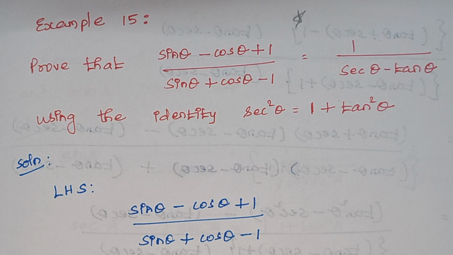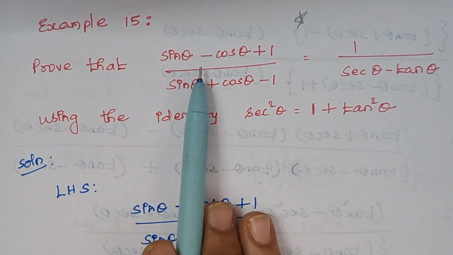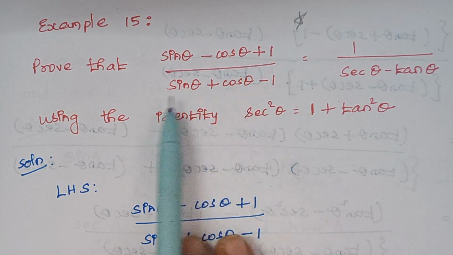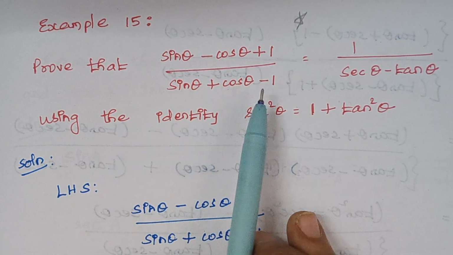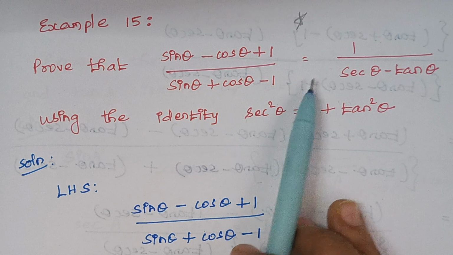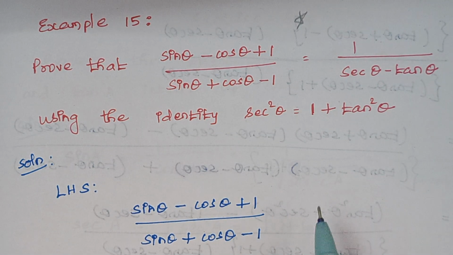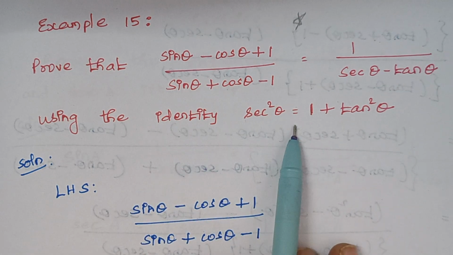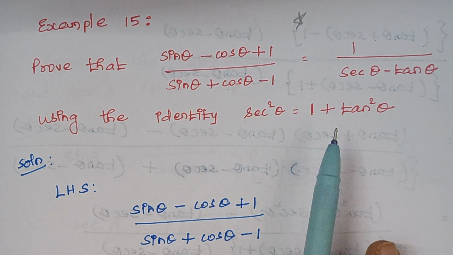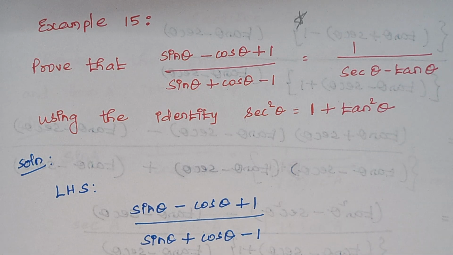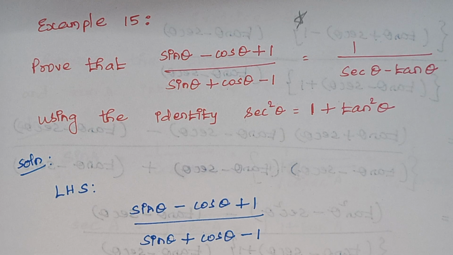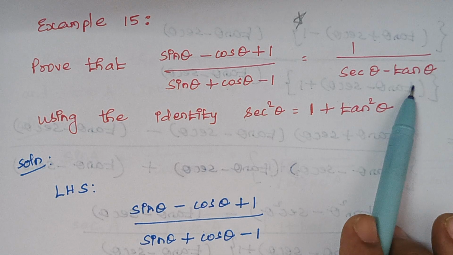Today we are going to solve example 15. The problem is: prove that (sin theta minus cos theta plus 1) divided by (sin theta plus cos theta minus 1) is equal to 1 by (secant theta minus tan theta). Here they are specifically asking us to use this identity: secant square theta is equal to 1 plus tan square theta. So we are going to take our LHS and finally prove that this term is equal to this term.